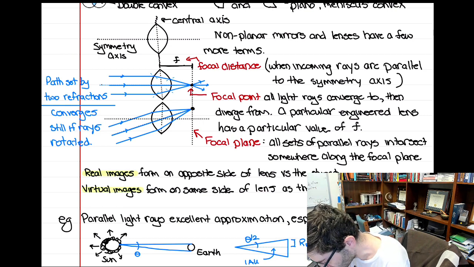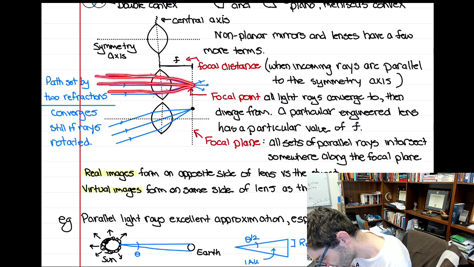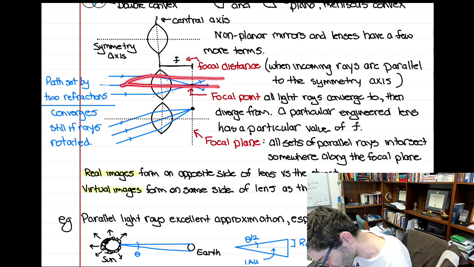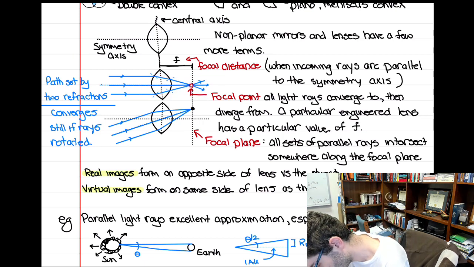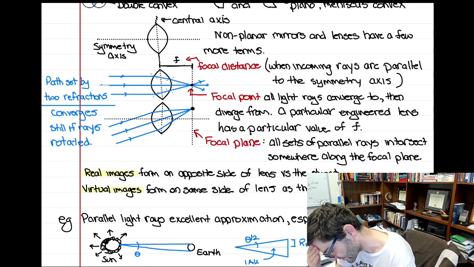Now this focal point, right, there are two focal points, because you can think of rays coming in and they all converge to a point here. But then by symmetry, you can imagine if rays came in the opposite direction, it would converge to another point here. So you have a focal point, which is where all the light rays converge to when you send parallel light rays in.